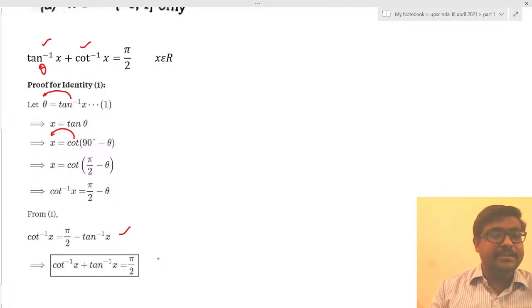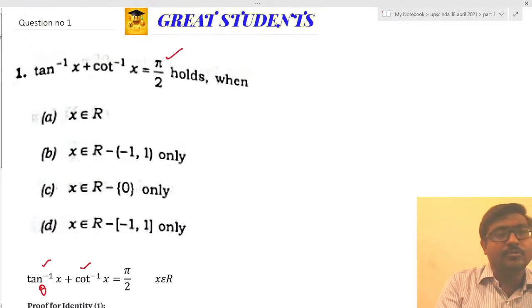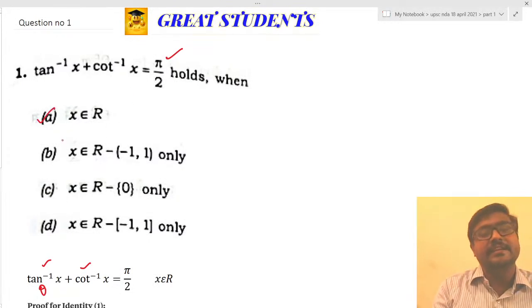This implies that x is applicable for any real number. While proving it, we did not have any problem at all. So x's domain is any value you can substitute. That means x belongs to any real value you can assume. So option A is the right answer for this.